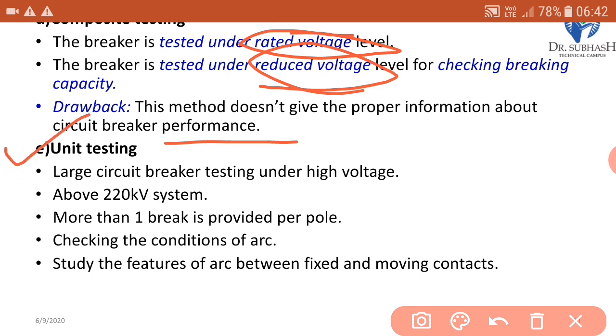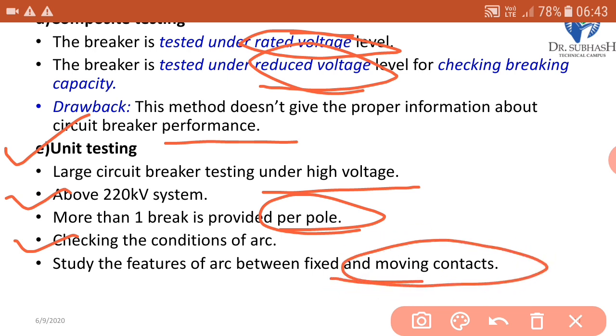Then unit testing. Large circuit breaker testing under high voltage above 220 kV system. More than one break is provided per pole. Checking the conditions of arc. Then study the features of arc between fixed and moving contacts.